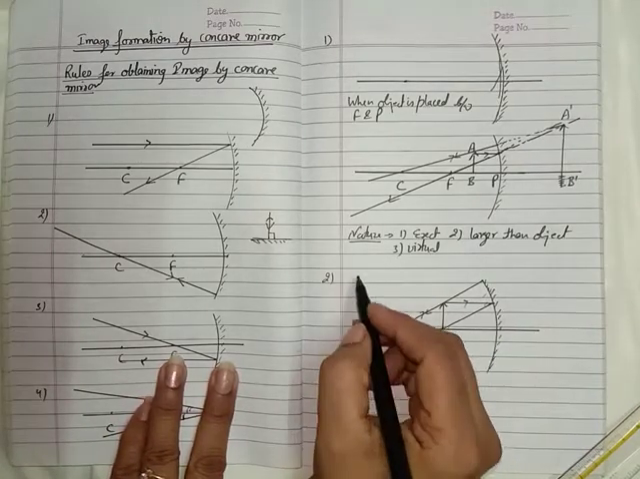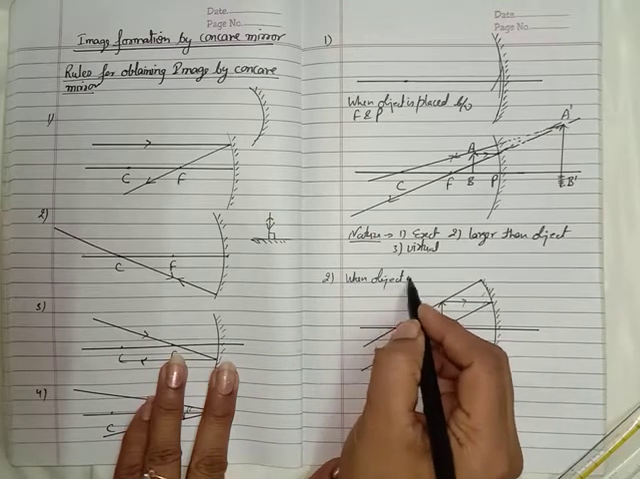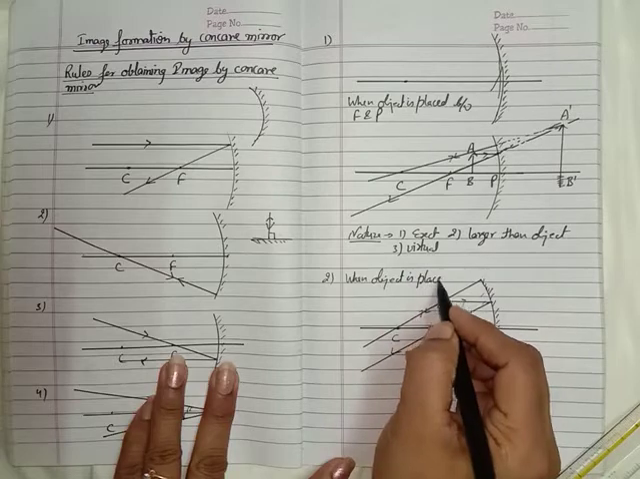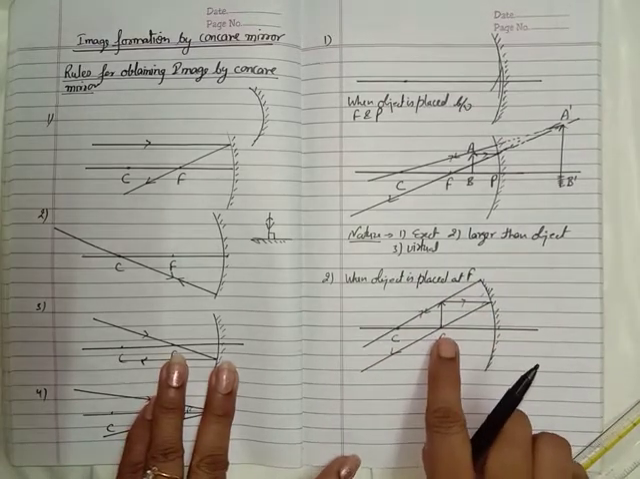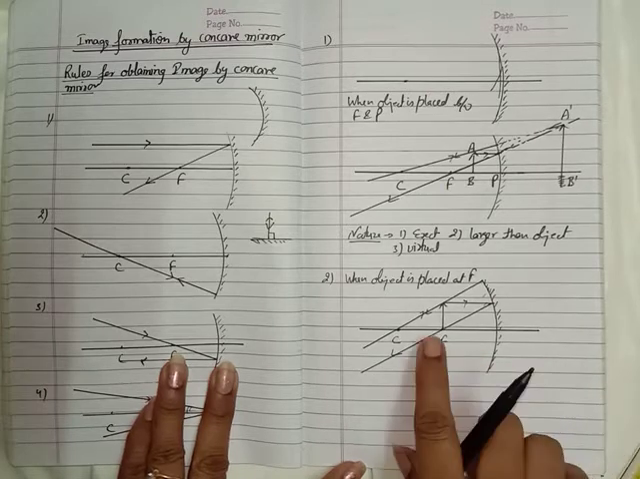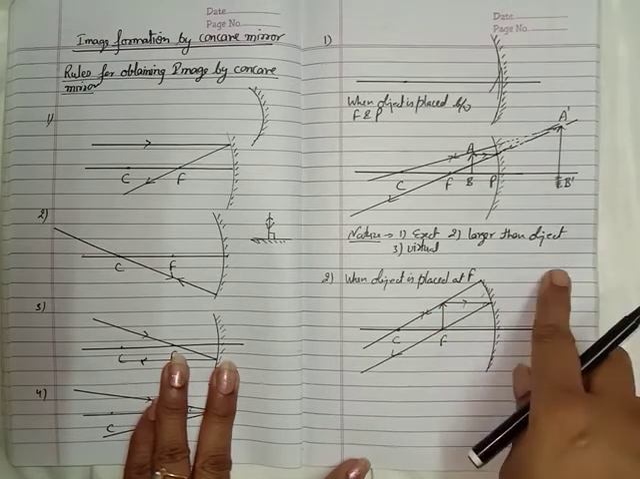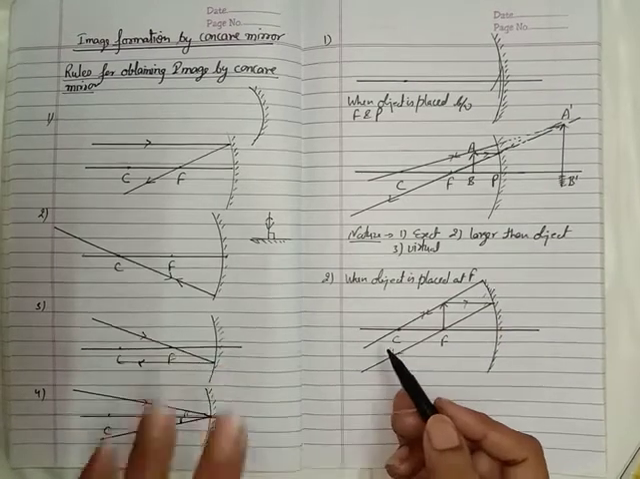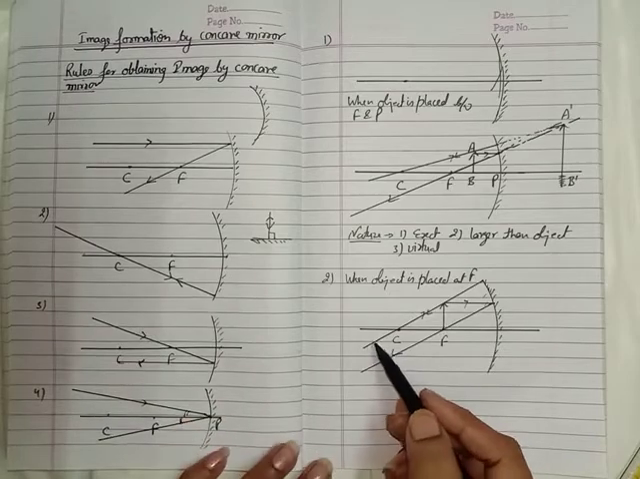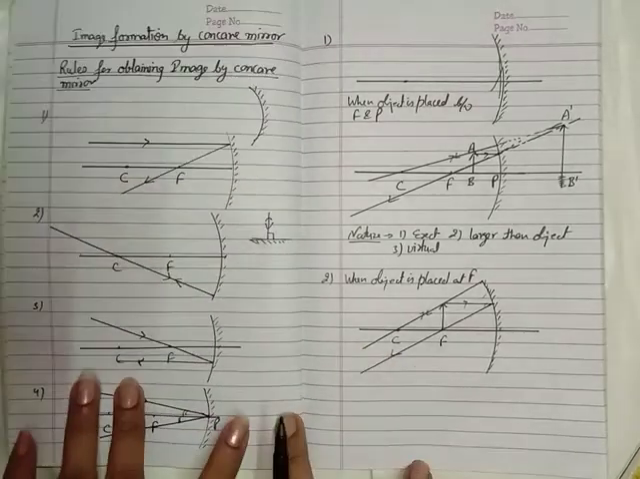So first you should write here, when object is placed at F. Now we are going to place the object at F, and we saw that the light rays never meet either in this direction or in this direction. So what can be the nature of the image? We can imagine that it will meet at infinity in this direction.